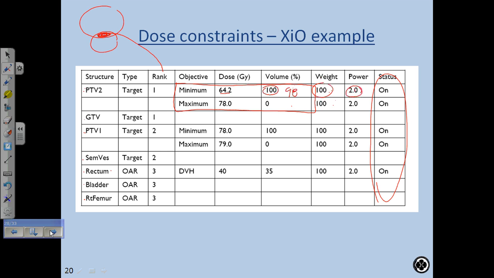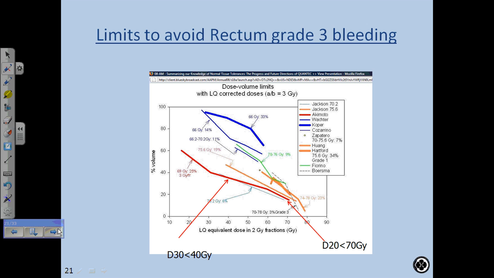Okay, that was a whirlwind tour of optimization. Optimizing takes about a year to learn, by the way. So to get really good at it, it's just practice. I don't know if I'm going to cover this. This is just OARs, and I've talked about OARs before.